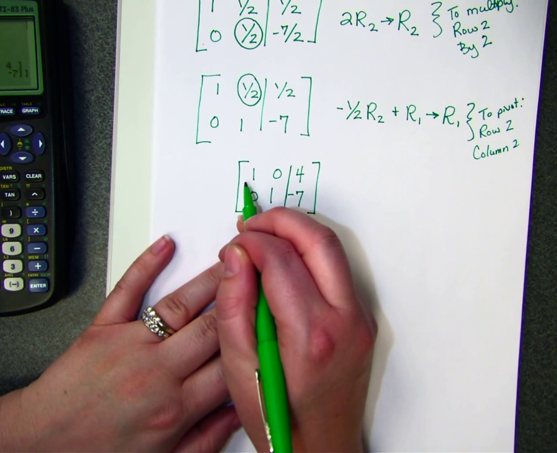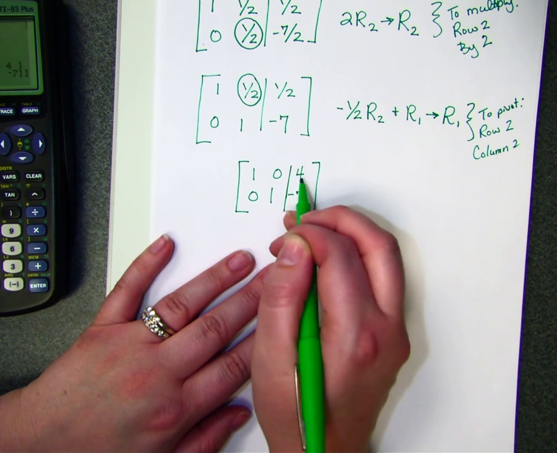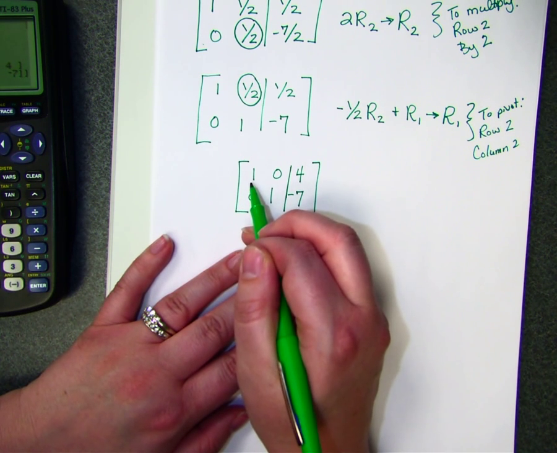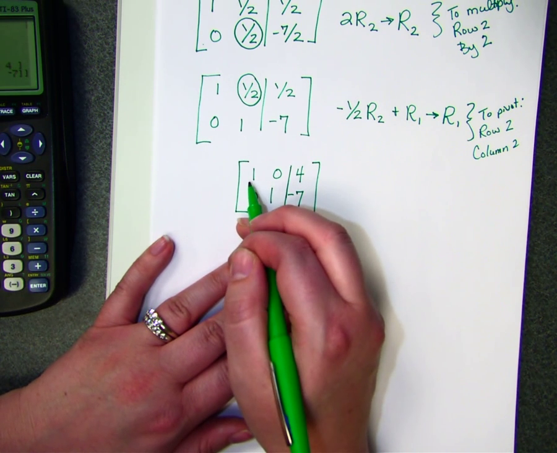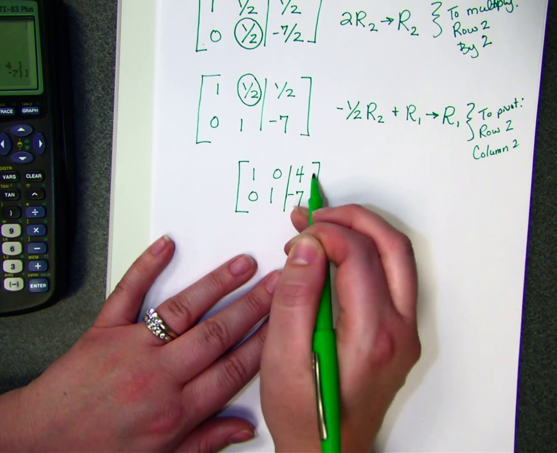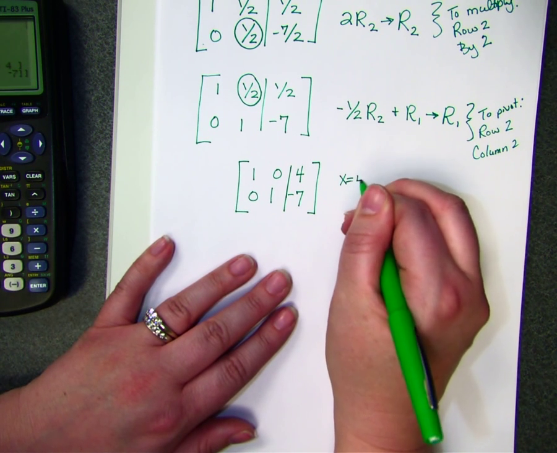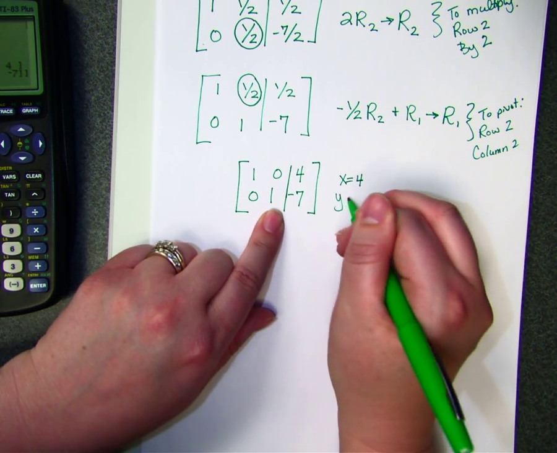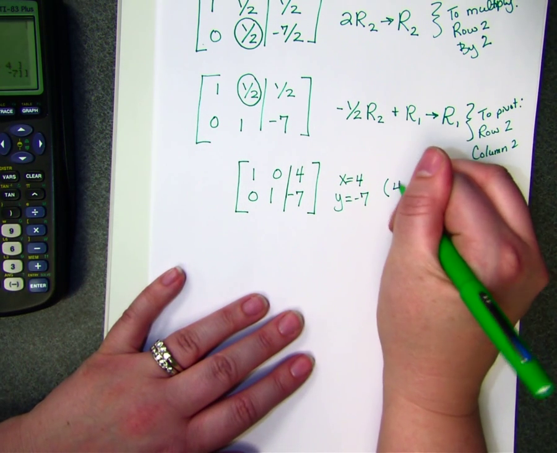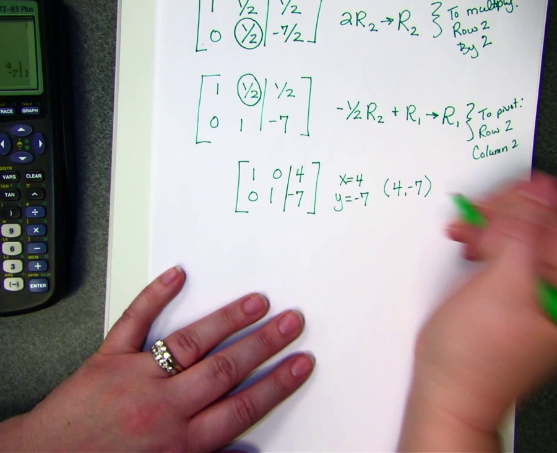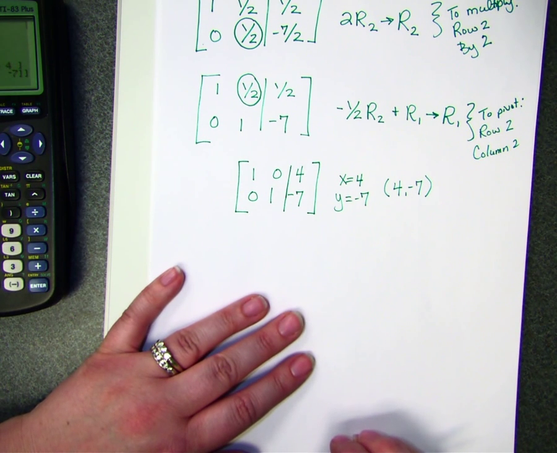Okay, so now we can read directly from this matrix the answers to our question. What is the ordered pair that makes both of these equations true at the same time? We have x is equal to 4 and y is equal to negative 7. So the solution to this system of equations is the ordered pair 4, negative 7.